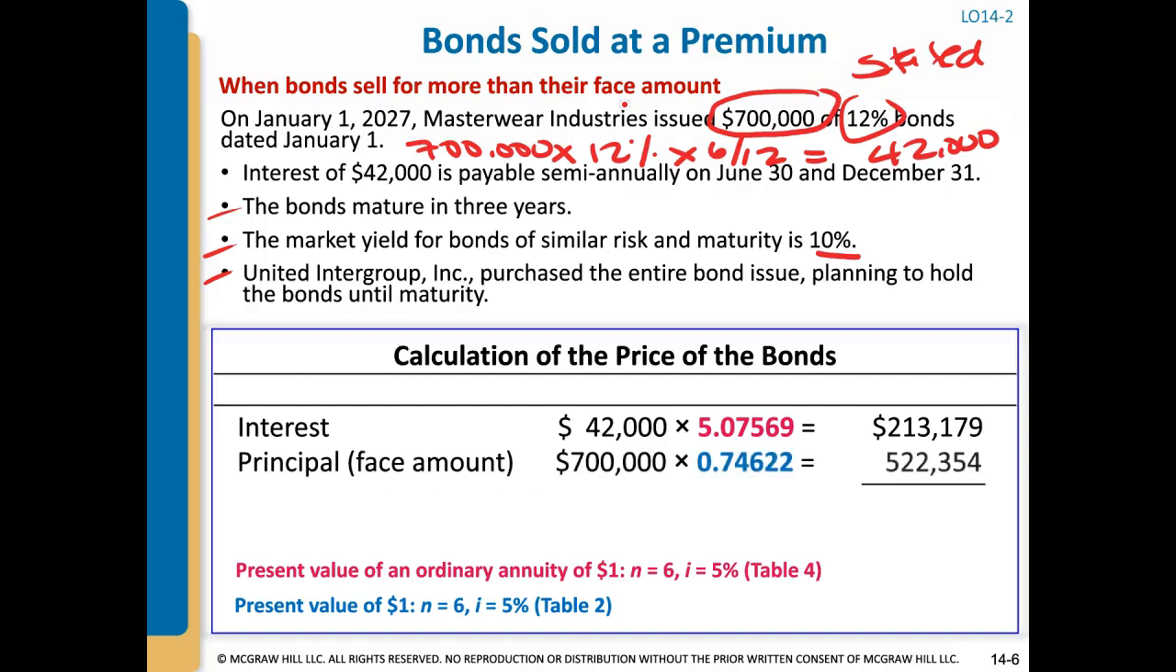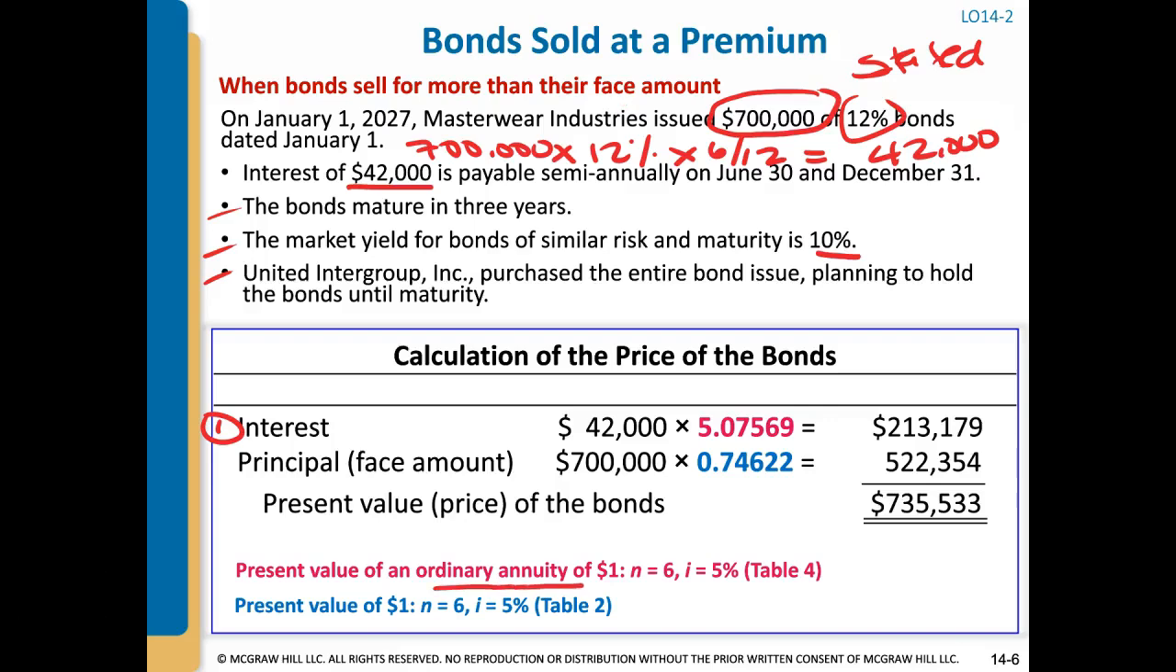So how do we calculate the price of the bond? Well, there are 2 steps to calculating the price. Number 1 is we're going to take the present value of the interest payments. We already know that the interest payments are $42,000 every 6 months, and it's a 3-year bond. So we have to look at the present value of an ordinary annuity because it's a series of payments not made at the beginning of the term, but made after the issuance occurred. So it's an ordinary annuity. The number of periods is 6.